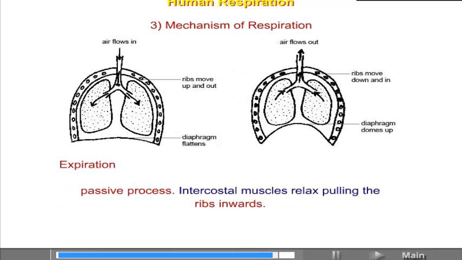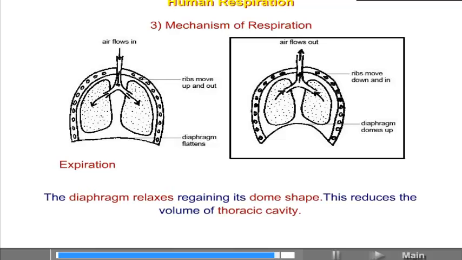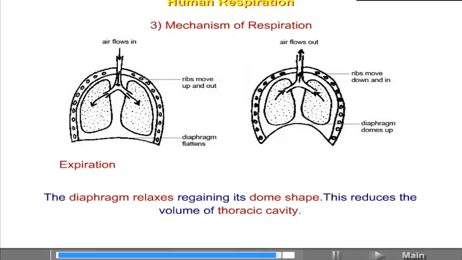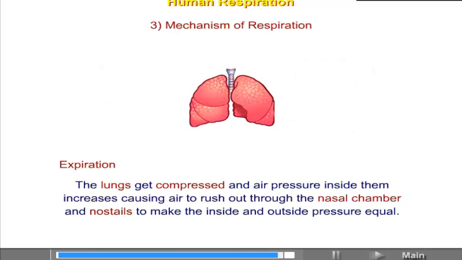Expiration is a passive process. Intercostal muscles relax, pulling the ribs inwards. The diaphragm relaxes, regaining its dome shape. This reduces the volume of the thoracic cavity. The lungs get compressed and air pressure inside them increases, causing air to rush out through the nasal chamber and nostrils to make the inside and outside pressure equal.